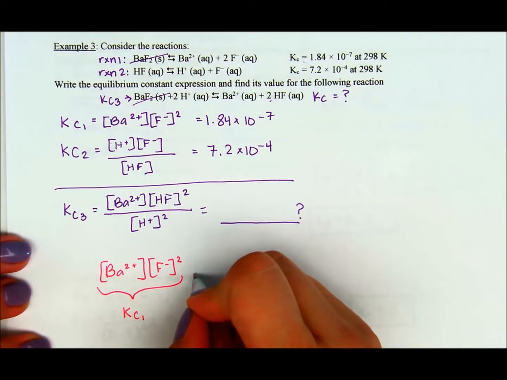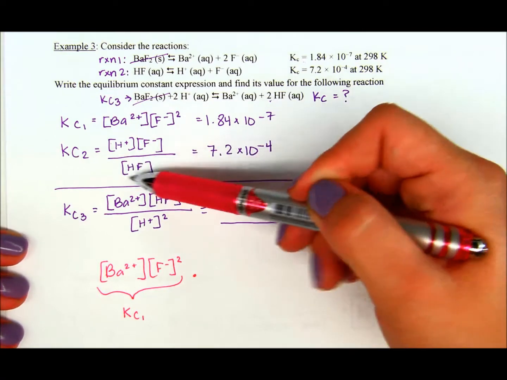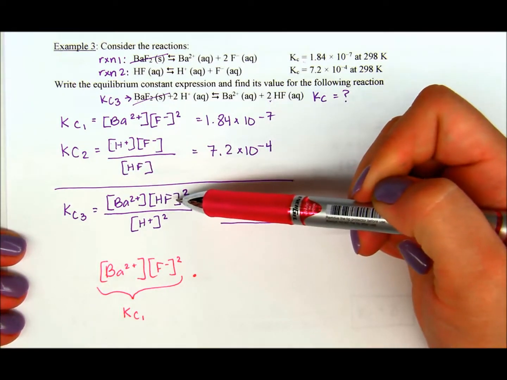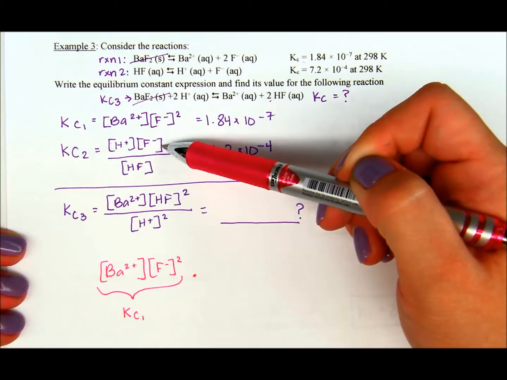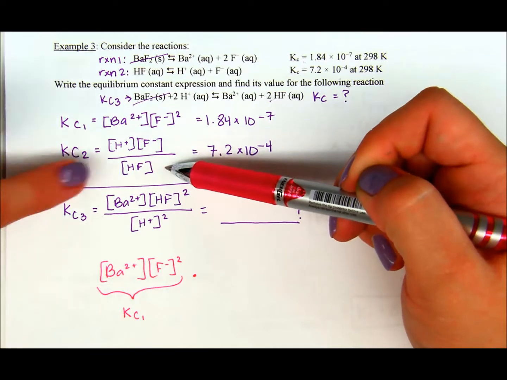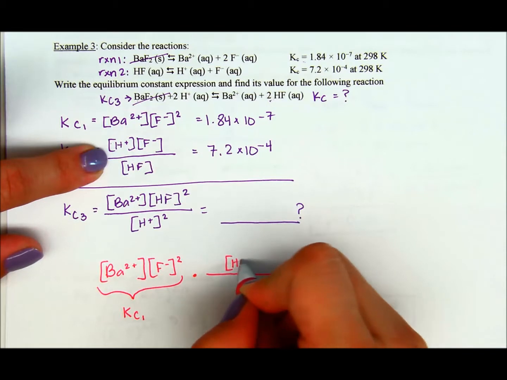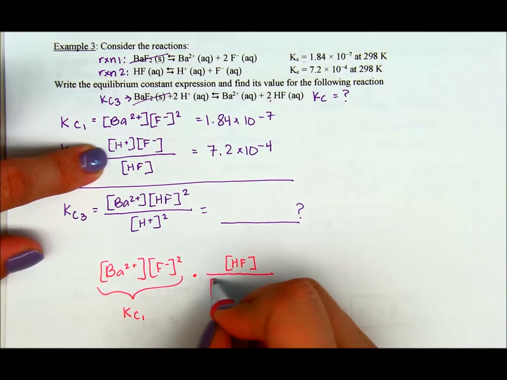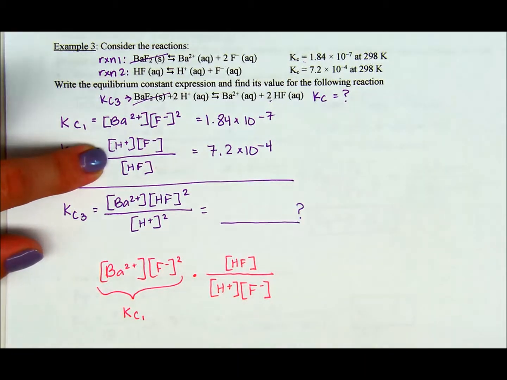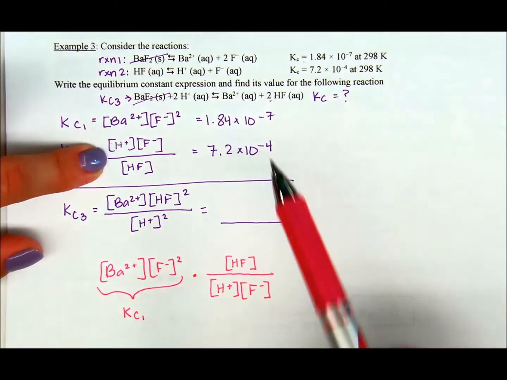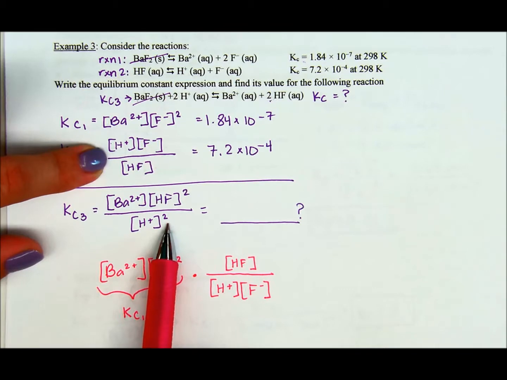I'm going to multiply this times my other reaction. Okay, so the other reaction has HF in it, which I also need here, but HF is on the wrong side. Here it's on the denominator, here it's on the numerator. So I'm just going to take this whole reaction and I'm going to flip it. So I'm going to rewrite it flipped over here. So HF is going to be on top now, over H+ F-. Okay, so another problem is I have two HFs, and I have two H pluses here.